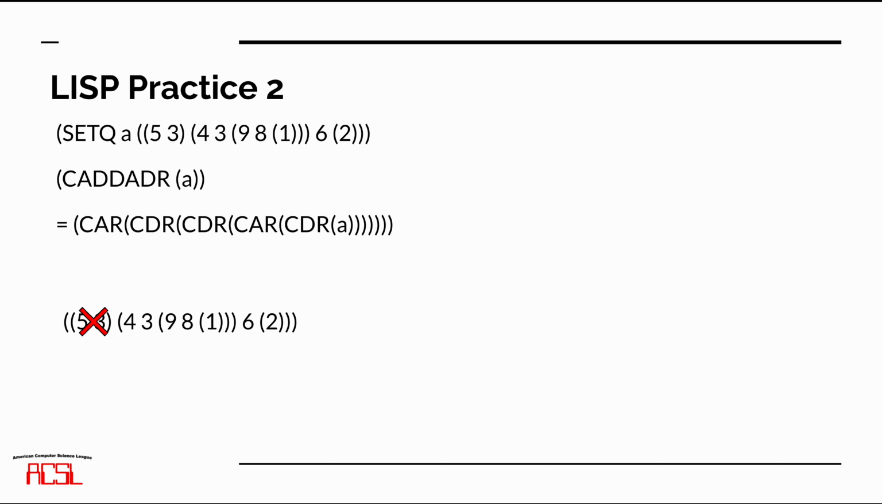So when that gets removed, our next operation is CAR. CAR is going to take that very first element. Again, you have to pay attention to the parentheses here. It's going to grab that entire middle area because it's nested in parentheses. Next, CDR is going to get rid of that very first element, so that is going to be 4.